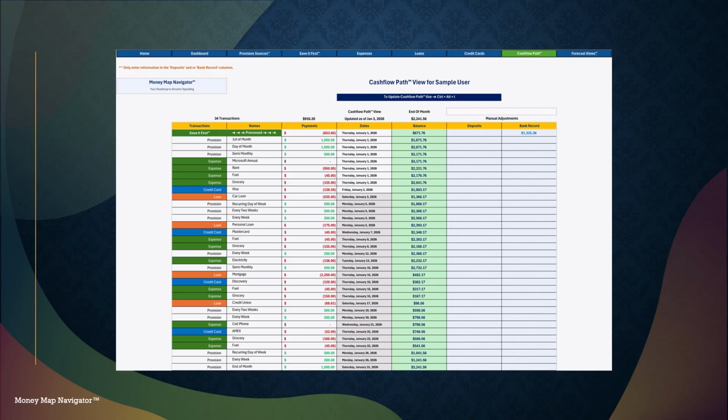It lives in your financial structure, not in a server. Money Map Navigator doesn't need ongoing fees to function. Once you have it, you own it. Your cash flow, your data, your decisions, on your terms. That's why Money Map Navigator is a system you buy once, not a bill you carry forever.